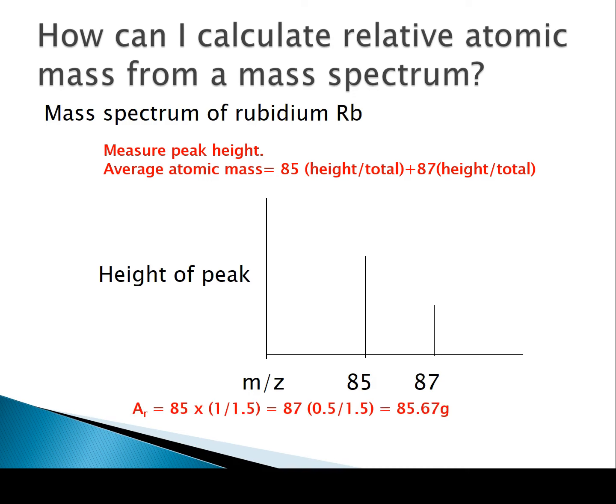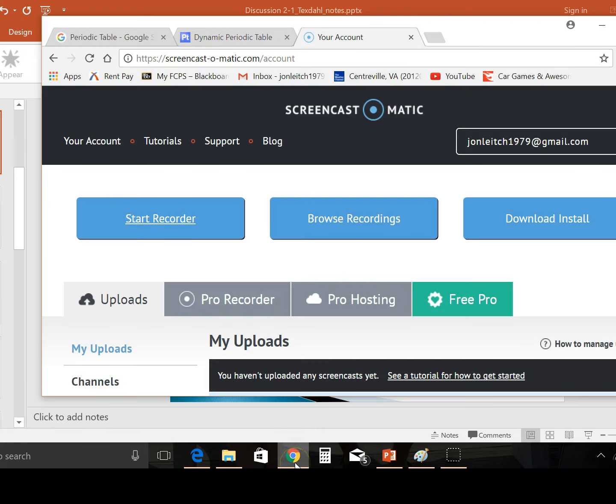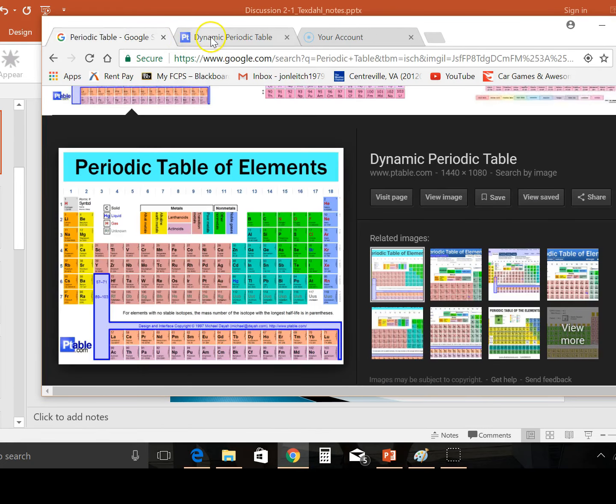Okay, so when we do that, I just kind of eyeballed it, and it looks like the peak for 85 is about twice as big as the peak for 87. So the total height of both the peaks combined, I'll call 1.5. So I multiply the mass of the isotope with the mass of 85, times 1 divided by 1.5, plus, I'm sorry, that should be a plus sign, 87 times 0.5 divided by 1.5, and I get an average atomic mass of 85.67.